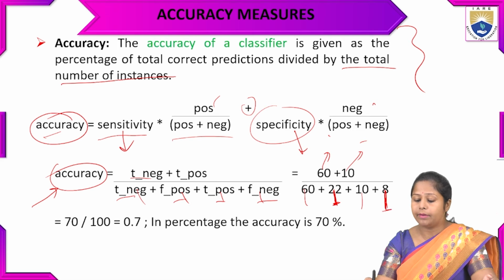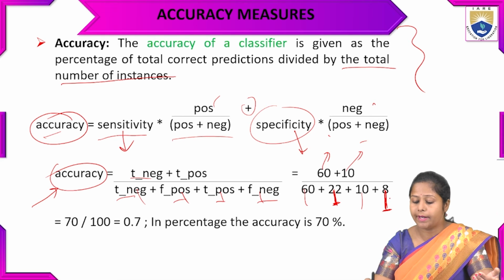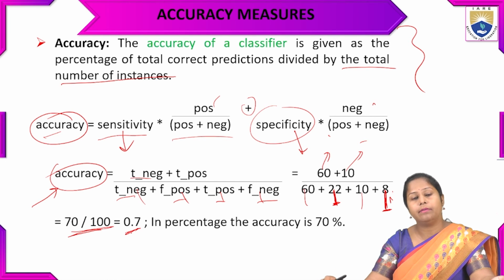8 were false negatives. The patients had a tumor, but were classified as negative, as not having it. So these are calculated by that. The accuracy will be 70 by 100, so in percentage, the accuracy will be 70%.